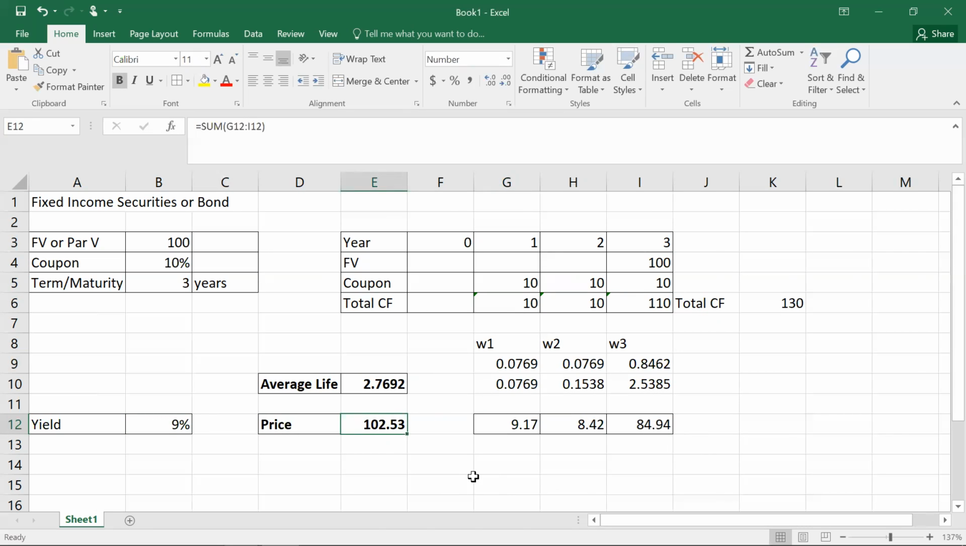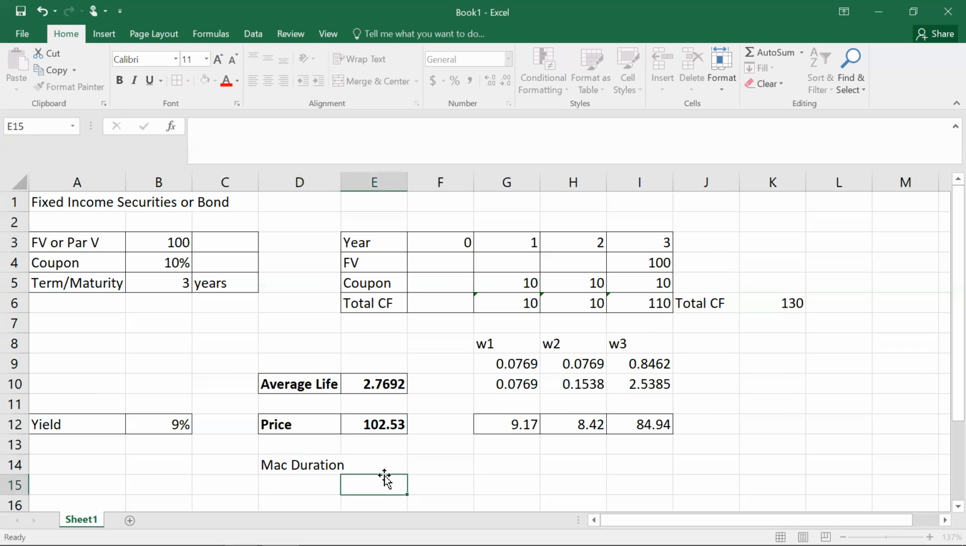So what is yield? Actually, in market, what happens is that you observe the price. Okay, and you know the calculation, you know what the cash flows are, and you go back and find out what is the yield. But to explain the concept, I started with the yield and derived the price. Okay, now why did I derive the price? Because now I want to find out what is the Macaulay duration.